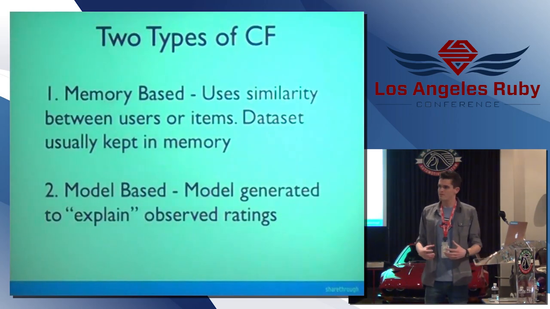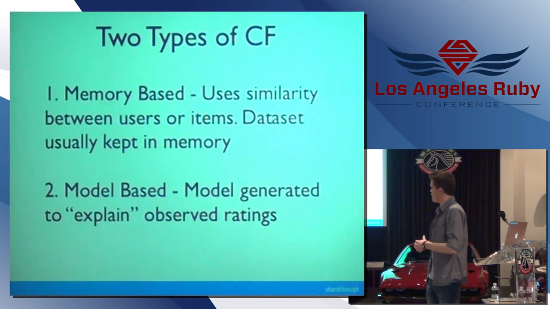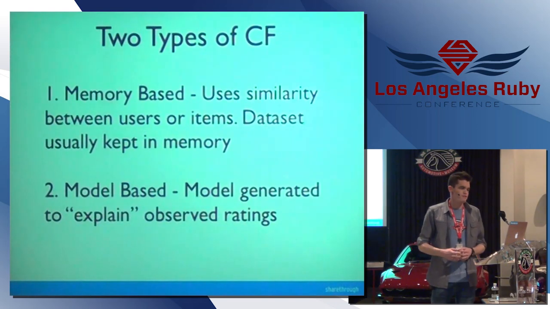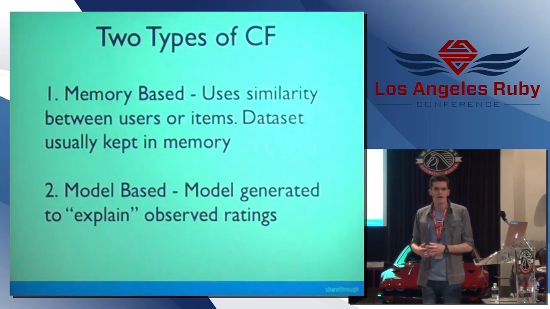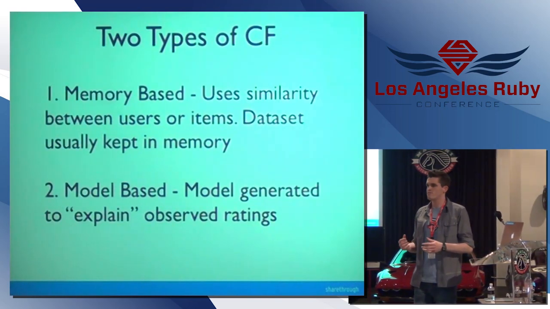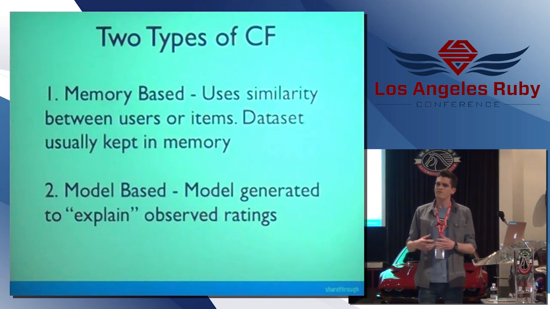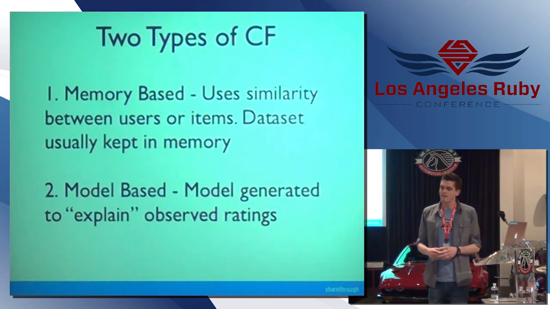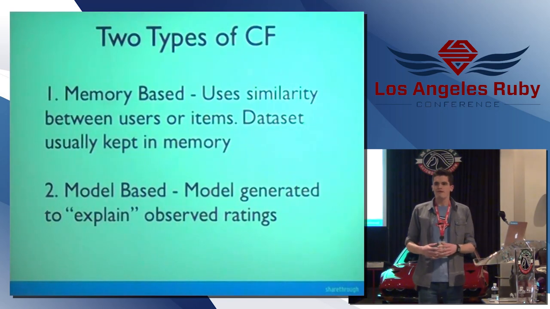Within collaborative filtering, there are really two types of algorithms: so-called memory-based and model-based. Memory-based uses similarity metrics between users or items to infer these preferences. In this case, the data set is usually kept in memory. And then we have model-based.